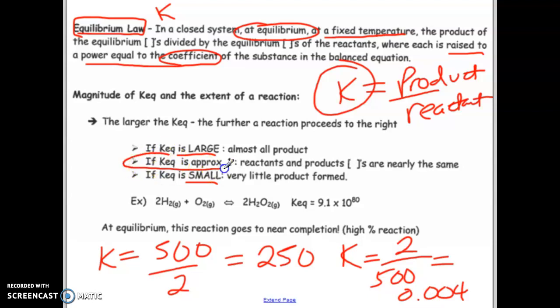Of course, if your K value is close to the number 1, so let's say K is 501 divided by 499, let's work that out. We have 1.004. It's close to 1. That tells us you have equal values of reactants and products, so the concentrations are relatively the same.